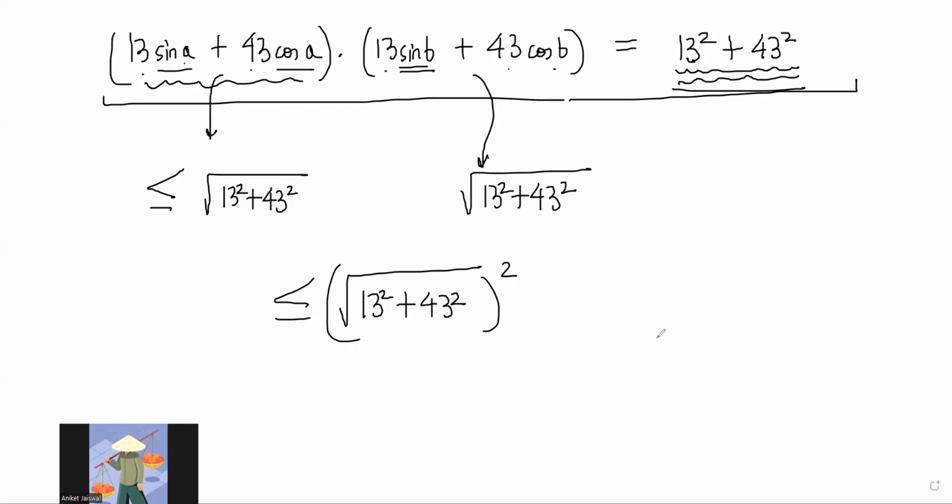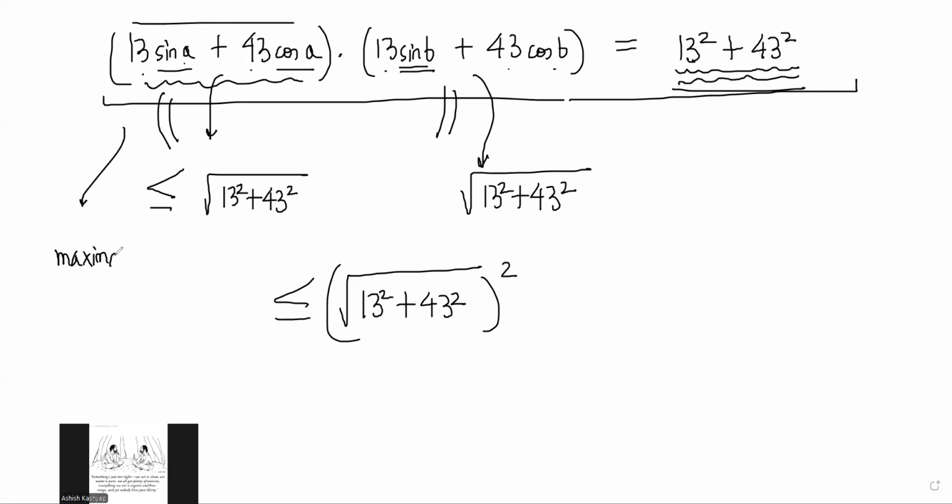But we have to have equality for both, right? Then only the equation will be satisfied, no? It cannot be that one of them was lesser and one of them was equal. Then the equation is not satisfied, right? So both the expressions have to reach their maximum value, right? So how will they reach their maximum value? You can think about it.